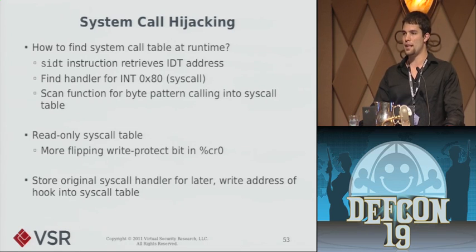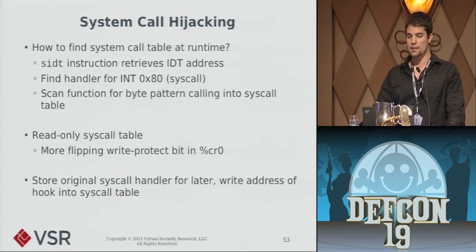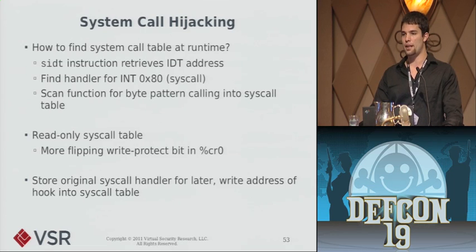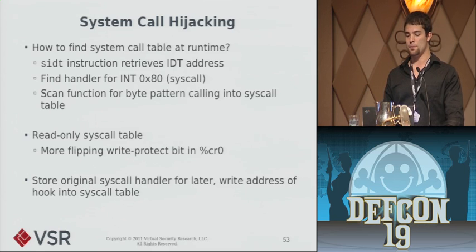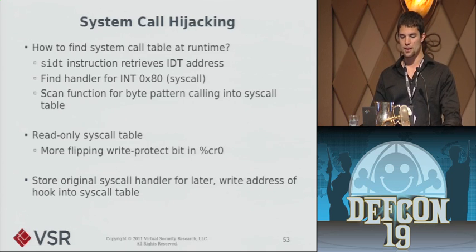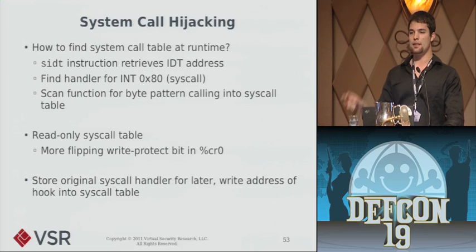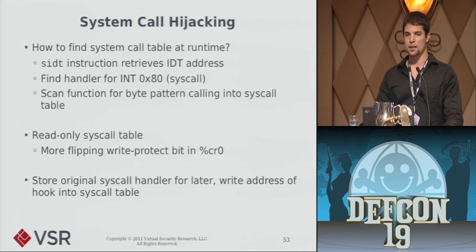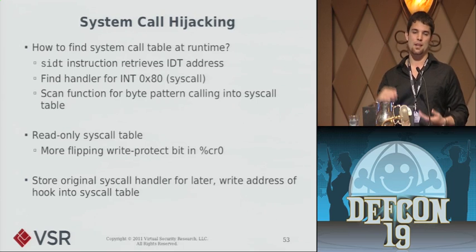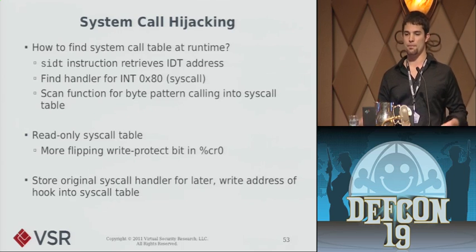How to do this has been done before. I find the system call table at runtime by issuing an SIDT instruction, which is an x86 instruction that finds the base address of the interrupt descriptor table. And I index into this table and pull out the handler for int 0x80, which is the system call. That's the entry code for what happens when you make a system call. I scan this function for a byte pattern indicating it's making a call into another table, and this other table is the system call table. So now I know where the system call table is. The system call table is essentially a table of function pointers that represent handlers for what happens when you make a system call, like close or open, et cetera.